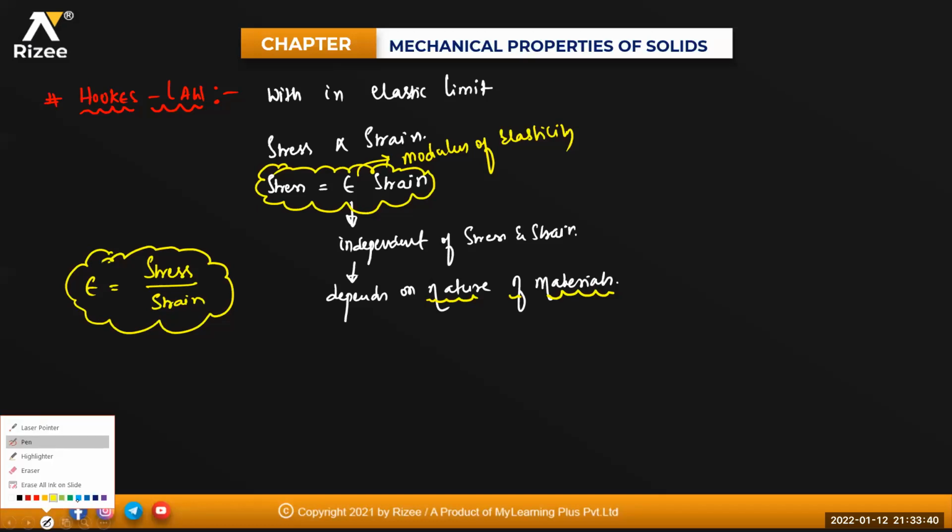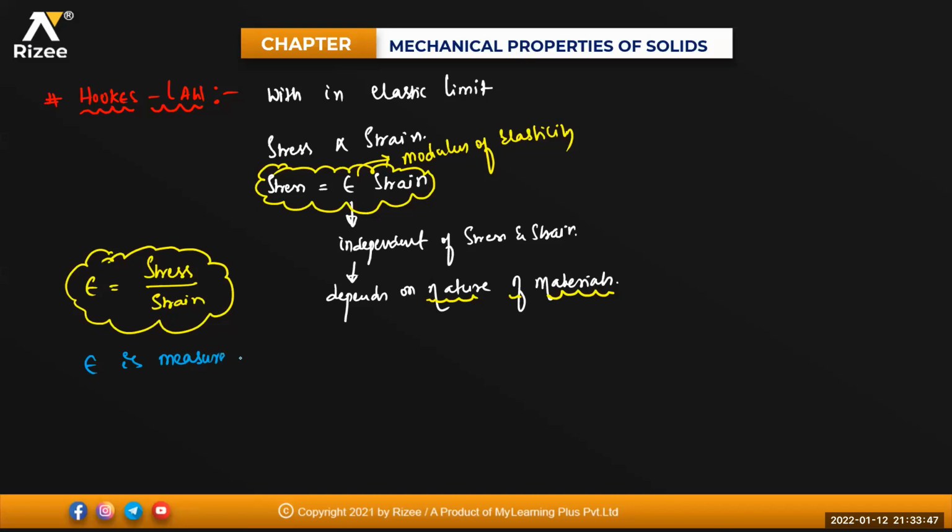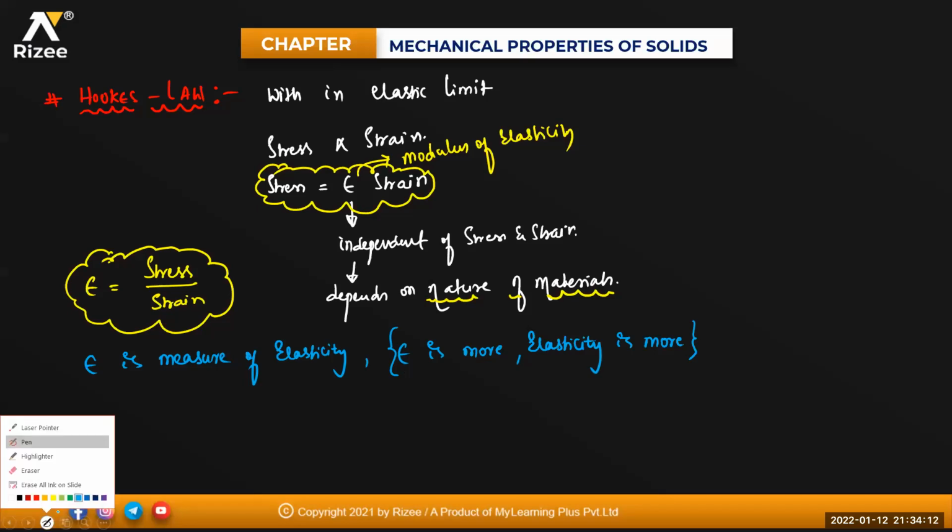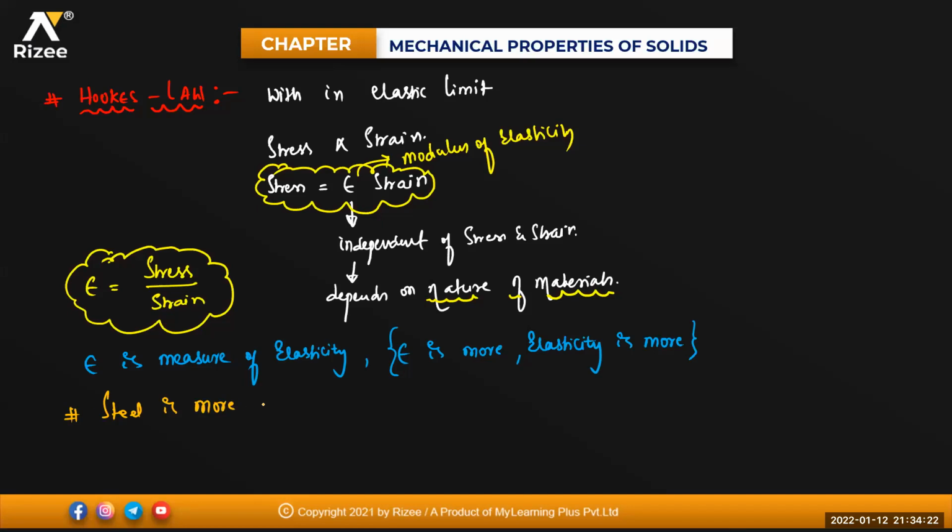I'll write that point here also. E is a measure of elasticity. That means the body which has more modulus of elasticity will be more elastic. So that is the reason we say that steel is more elastic than rubber.